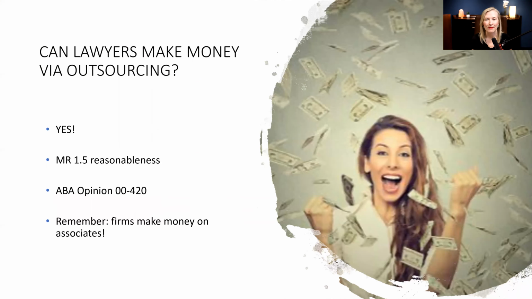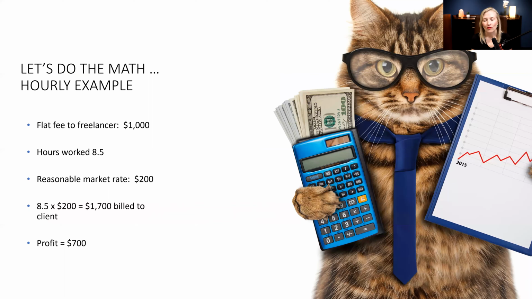So let's look at an example. Let's say you're doing an hourly piece of work, and these are just easy numbers. You have a piece of work you're going to send to the freelancer. Maybe you need them to help research something for you or analyze some documents. You agree to pay the freelancer a flat fee of $1,000. They then go and do the work. They report they worked 8.5 hours. You determine the market rate's $200 an hour. Again, this is an hourly billing model example. So 8.5 hours times $200 would be $1,700 that you're billing to the client. Keeping in mind that you paid $1,000 to get the work done, that is a profit of $700 on just one project.